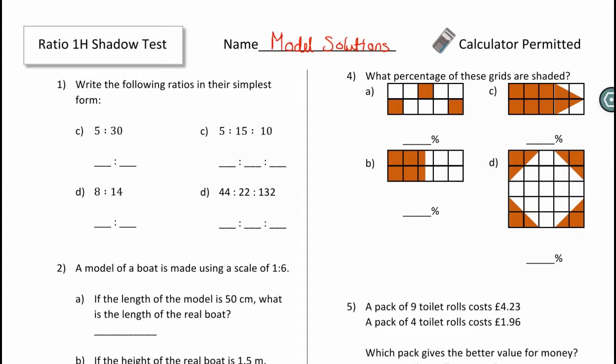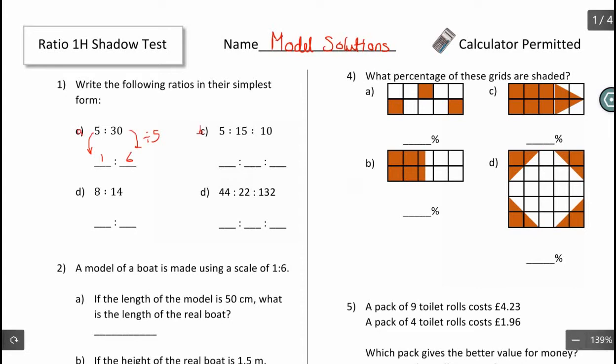Okay, so first question, you've got to simplify these ratios or write them in their simplest form. It's just a case of finding a number that both parts of the ratio are divisible by. So on this first one, these are both divisible by 5. Okay, so we would get 1 to 6 as the simplified ratio. That should be A, by the way.